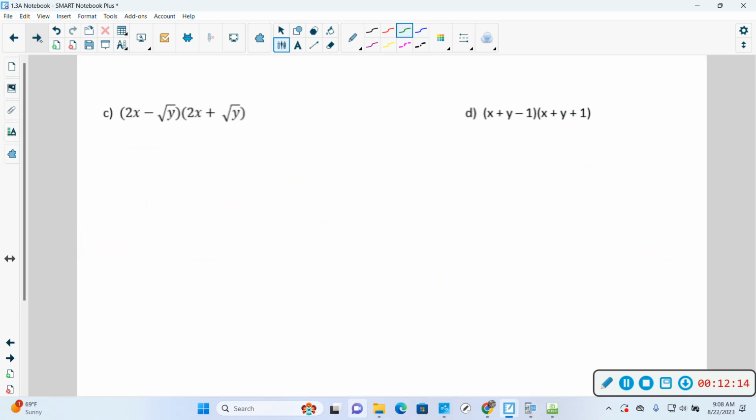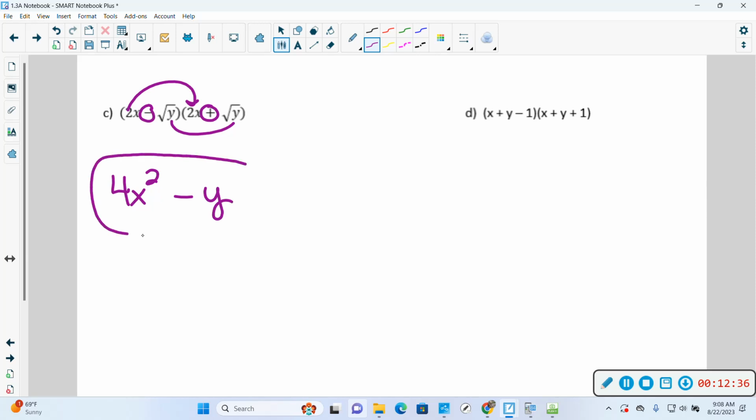C I can do with hardly any work because of the plus and the minus. I don't have to do the full FOIL on it. The plus and minus is going to make the middle terms cancel. So I'm going to skip them. I'm going to do 2x and 2x. The middle terms are going to cancel out. And now I'm going to write them down. I'm just going to do the last ones. Square root of y, square root of y. Got it. And again, you can do the full FOILing, but you're going to see that the middle terms cancel.